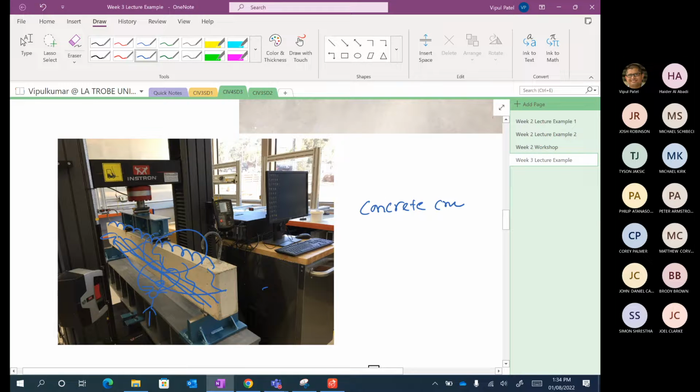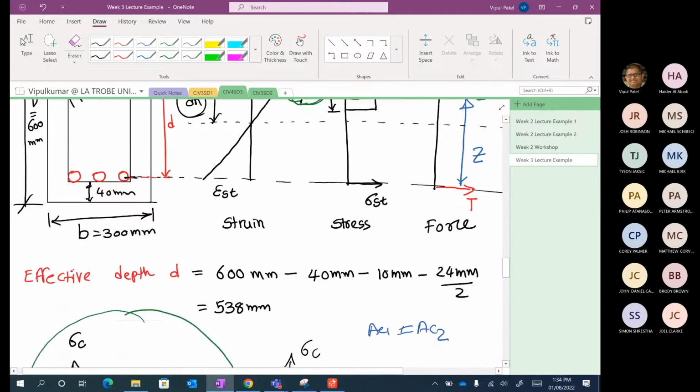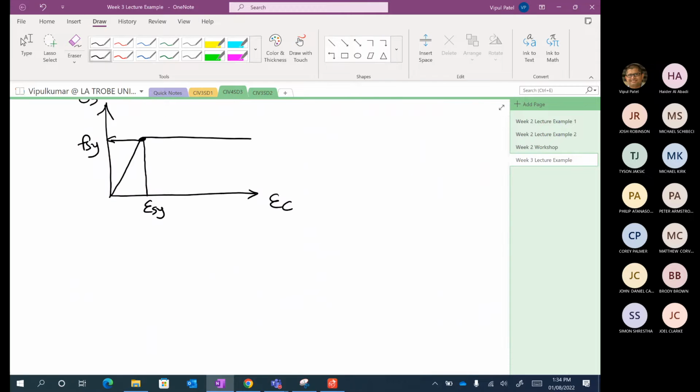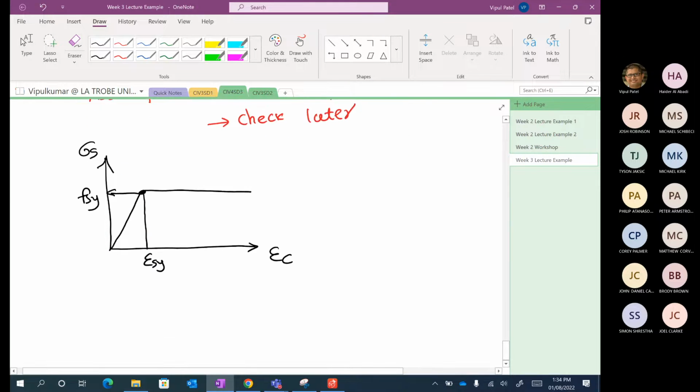This is the failure sequence we want to design, in a way that we force the steel to yield before the concrete starts cracking. So therefore we make these assumptions: when we apply the loads, we make sure that the steel is yielded. Okay, we make these assumptions and we're going to make the check later.